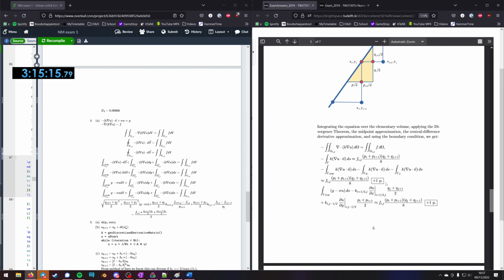Because there is a difference between gradient and divergence. Yeah, I do not know the difference. Yeah, me neither, but there is. Because you see, there's nabla u there. This is the gradient of u, but the nabla of k nabla u is the divergence. So there is a difference, but I also don't know it.